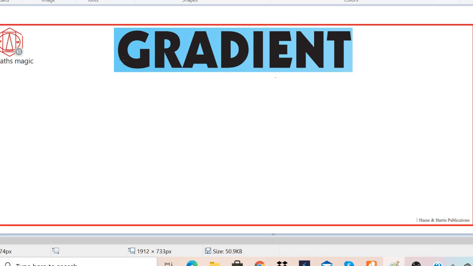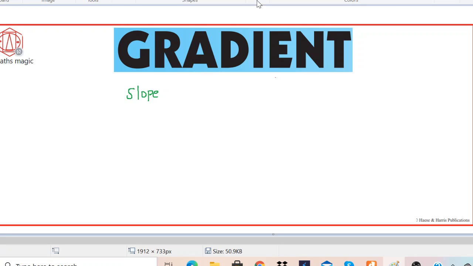Today we are going to discuss one of the most important topics of coordinate geometry. It's the gradient of a line. There is one more word to represent this gradient. It's called slope. So today we will discuss what is gradient or what is slope. Basically, gradient or slope is the steepness of a line.